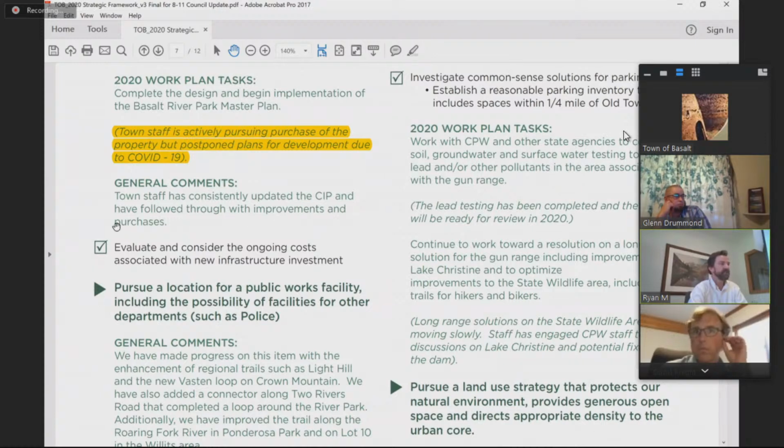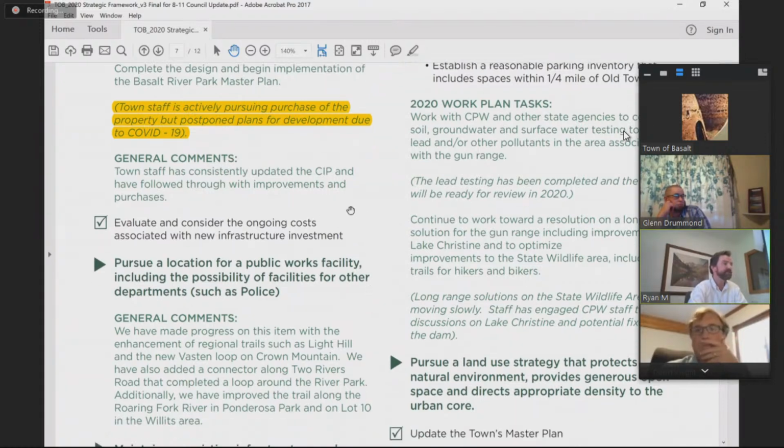And then just a statement on the CIP: that we've consistently done that and followed through on those improvements, and we'll bring that back to council this year for approval as well. And then here's somewhat of a value statement: evaluating and considering the ongoing costs associated with new infrastructure.